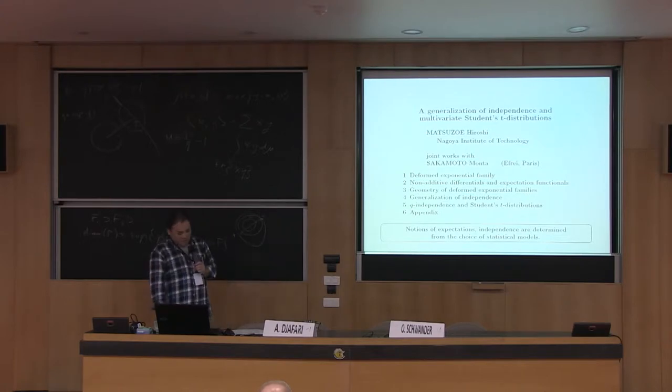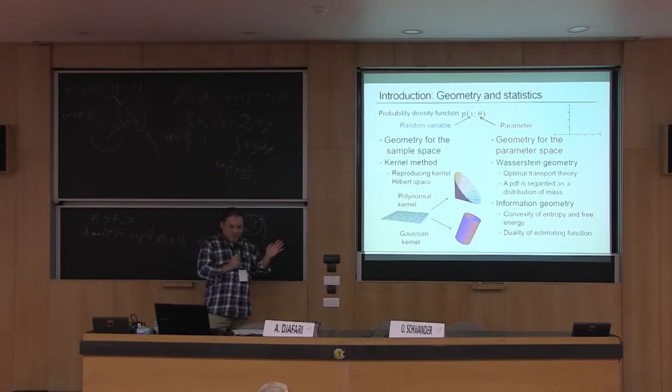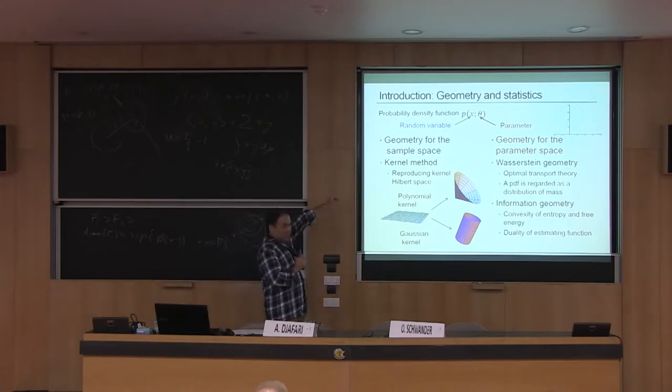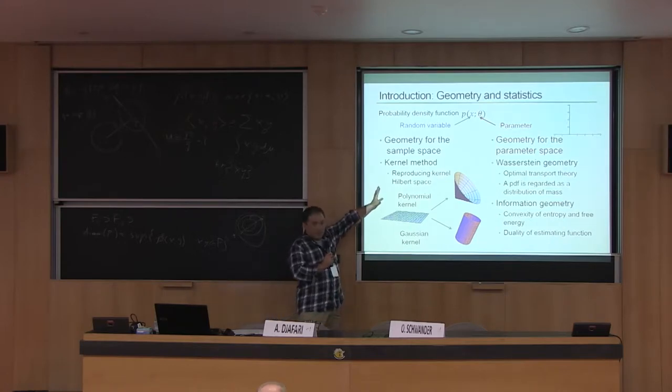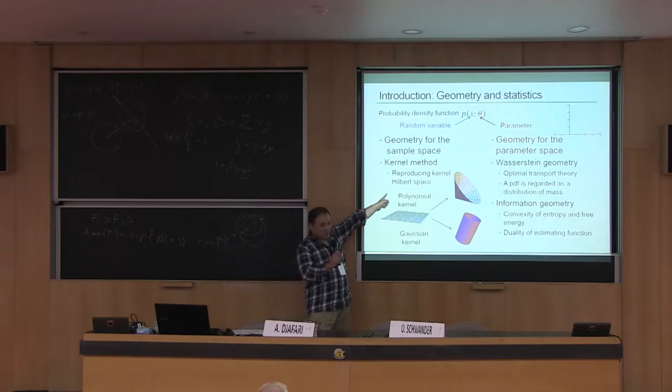This is a bivariate Student t distribution. Let us recall the relation of geometry and statistics. Of course, we have many good relations between geometry and statistics. This is the topic of this conference. Recall that probability density functions have two arguments: one is random variables, and the other is the parameter. An example of geometry for sample space is known as the kernel method. The sample space is embedded into the reproducing kernel Hilbert space.